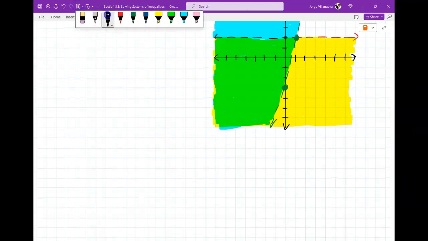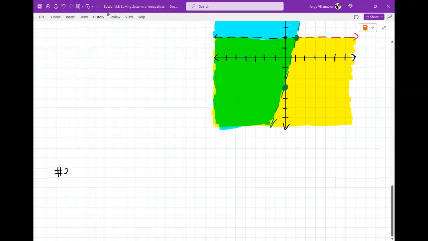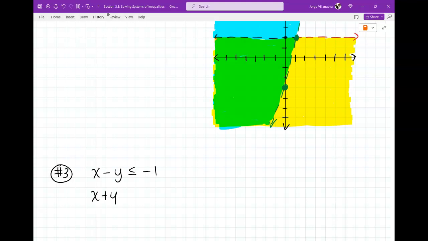Okay. So here we go. Last problem. So we're going to do x minus y less than or equal to -1, and x plus y is less than 3.